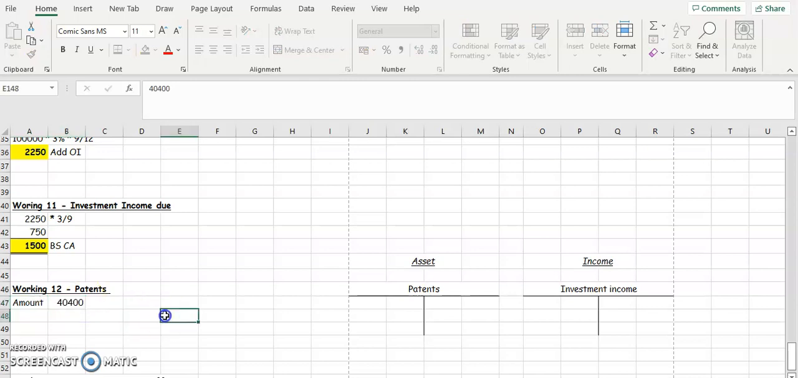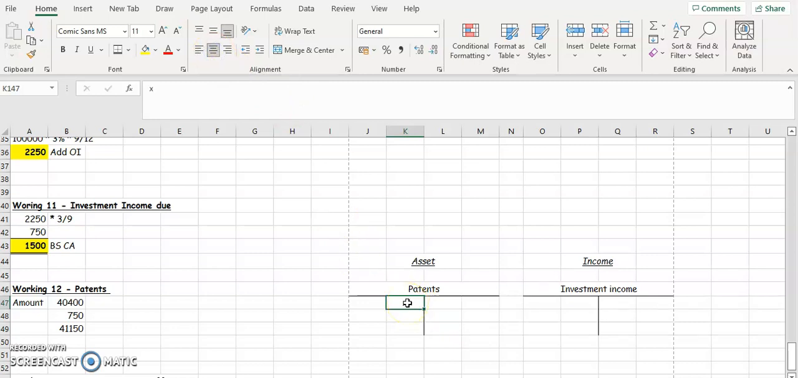40,400. Now we've incorporated 750 in there. So someone put 750 into our patents that shouldn't be there. So what we need to do is add that back on. The reason why we add that back on is double entry. Our patents is an asset, so your patents, our assets, always go on the debit side.